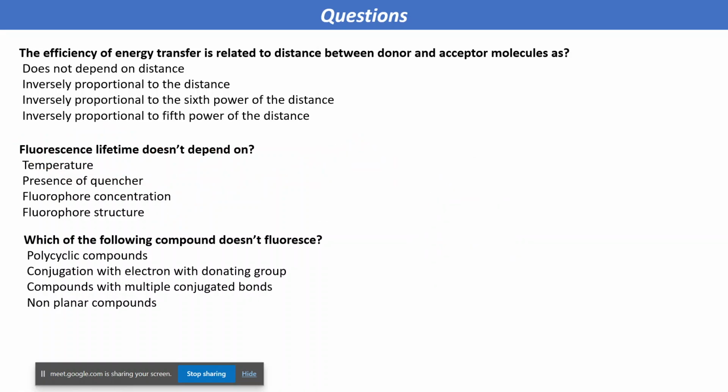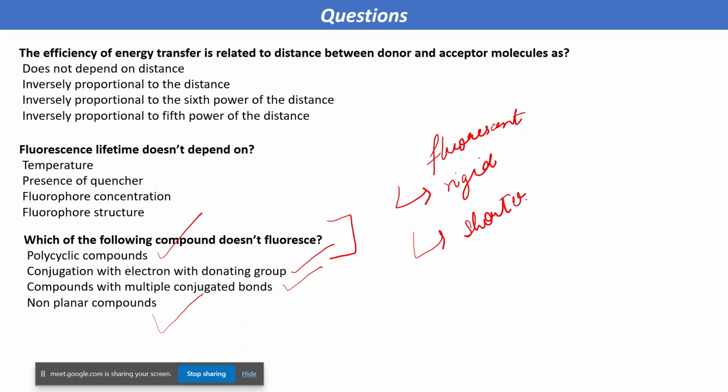Next question: which of the following compounds does not fluoresce? That means they're asking which does not show fluorescence. Is it polycyclic compounds, conjugation with electron donating groups, compounds with multiple conjugated bonds, or non-planar compounds? Non-planar compounds, because how can we say that a molecule is a fluorescent molecule? It should be rigid. It should have a shorter lifetime. Correct. And there should be conjugation and many more. So the answer will be non-planar compounds.